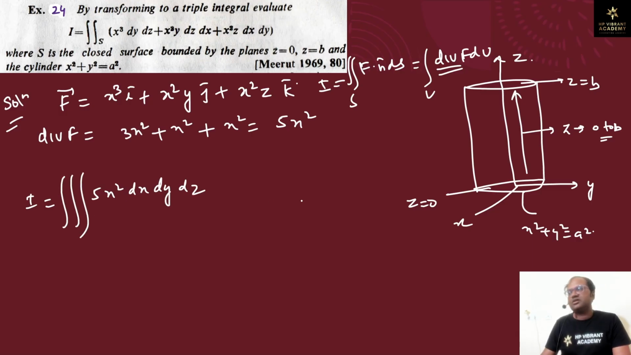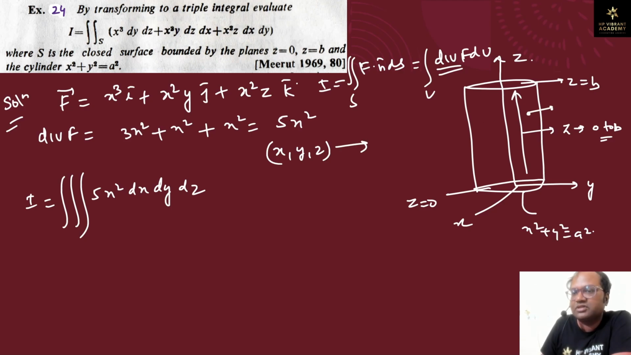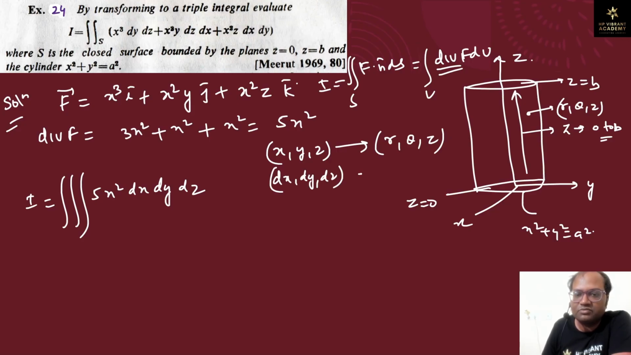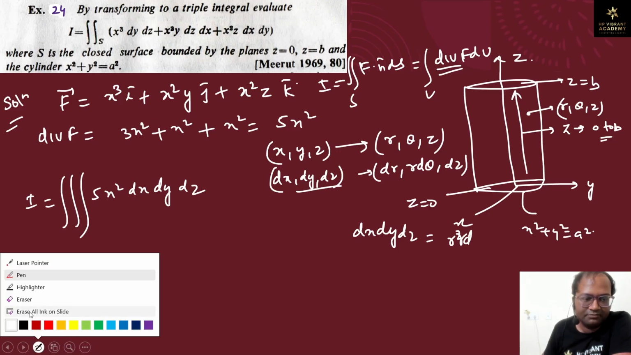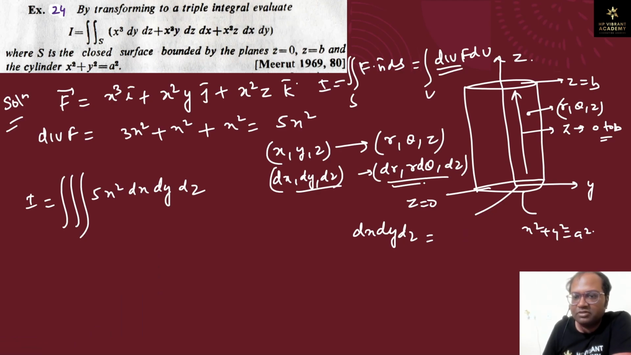Now let us use the cylindrical coordinate system. We have the transformation from x, y, z to, let us take an arbitrary point here, r, theta and z. The differential of the Cartesian coordinates, that is dx, dy and dz, is getting transformed to dr, r d theta and dz. So the product of dx, dy and dz, let us take the product of these three, is r dr d theta dz.